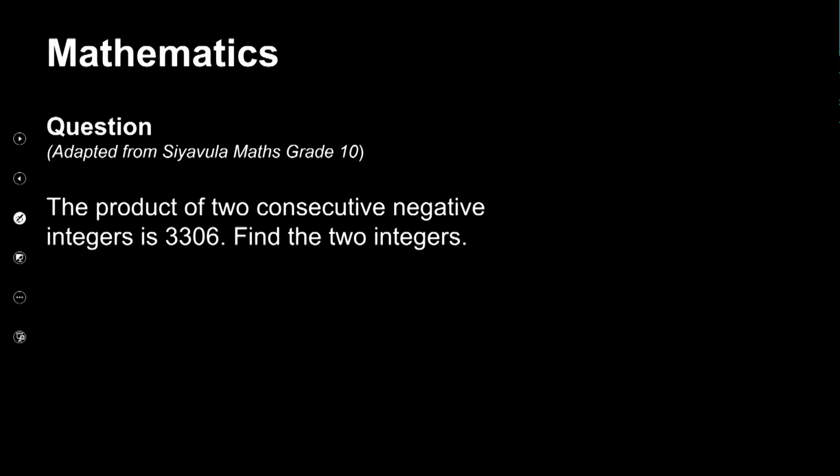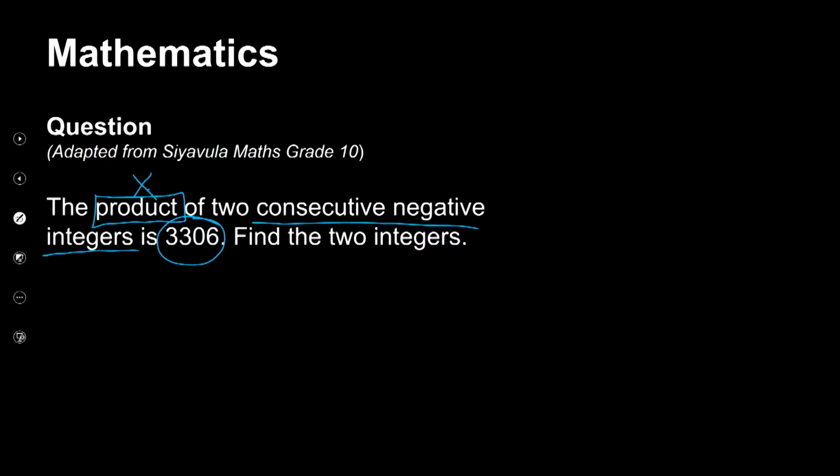The next question says the product. Remember, I mentioned that these words are important, so you need to know them, please. This means multiply. And please look at the difference between my multiply and my x, right? Because there is a difference. The product of two consecutive negative integers is 3,306. Then we want to find those two integers.